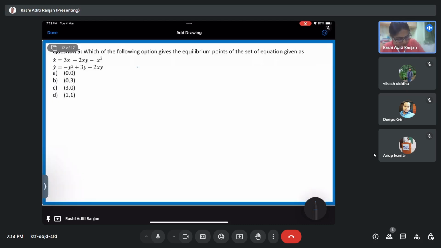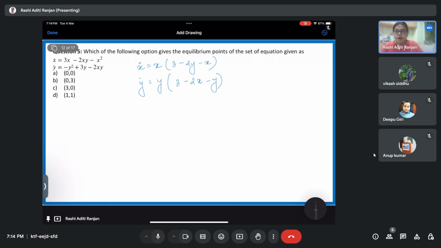So we'll write x dot. What we'll do is take x as common, because if you see, in all three terms x is multiplied. We'll have x(3 minus 2y minus x), and y dot. Similarly, we are going to take y as common, so we can write it as y(3 minus 2x minus y), right? This is going to be my equation.